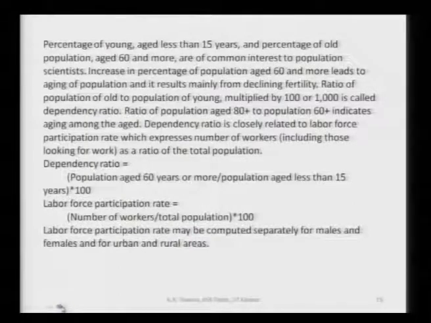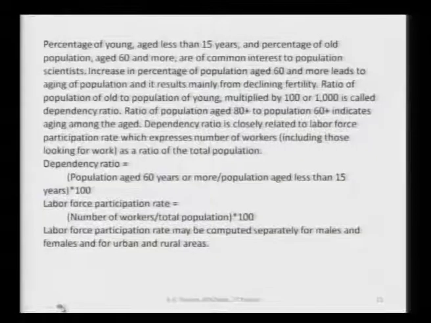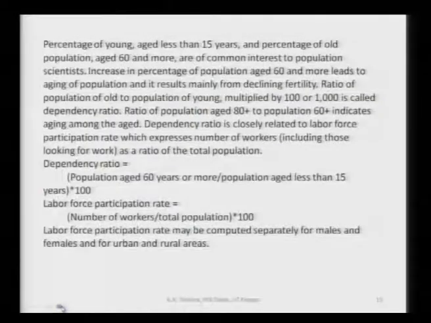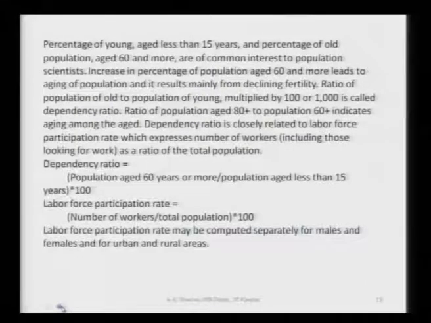Increase in percentage of population aged 60 and more leads to aging of population, and it results mainly from declining fertility. Sometimes people may think that declining mortality or improvement in life expectancy should increase proportion of people aged 60 and above, but actually wherever aging has taken place and proportion of population 60 and above has increased, it is not so much because of improvement in life expectancy, it is more because of decline in fertility. The reasons are obvious. When mortality improves or life expectancy improves, then population belonging to all age groups benefits from this more or less, and therefore decline in mortality does not affect the age composition of population so much. But when fertility declines, it immediately reduces proportion of children in age group 0 to 5 and later 0 to 15, and therefore raises proportion of 60 and above.